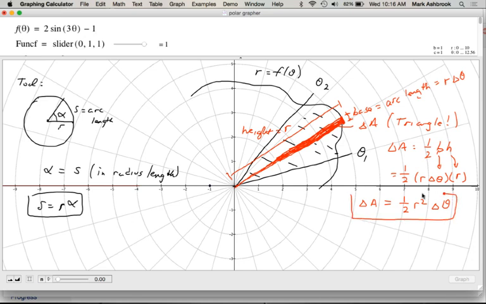So then what is the area of the whole thing? Can you do it? Write the area of this whole thing starting at theta 1, ending at theta 2. That's the area of a typical triangle. And now I want the area of that whole black shaded region.